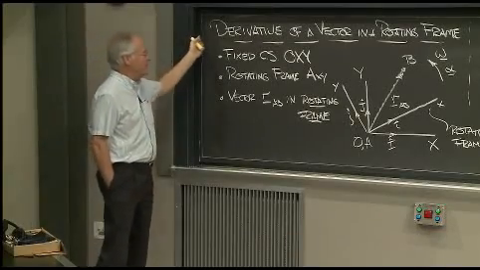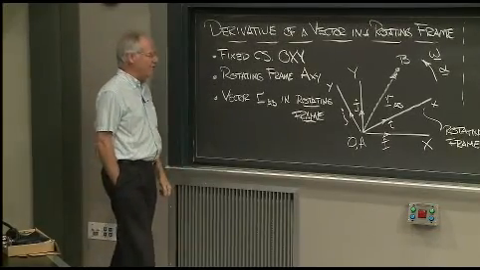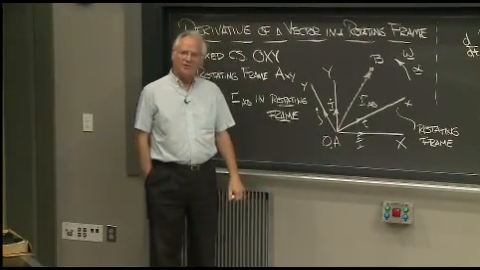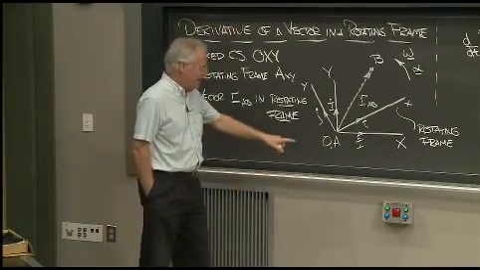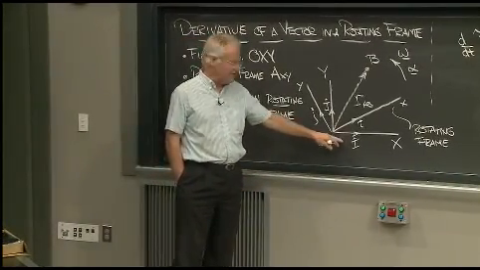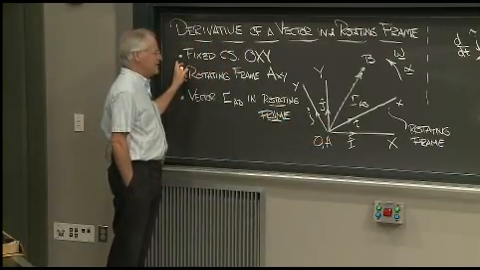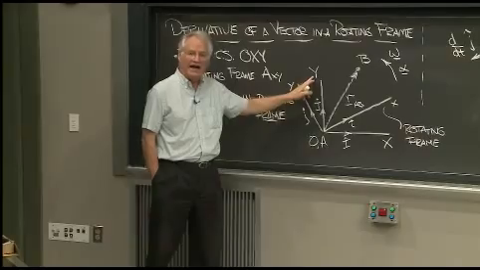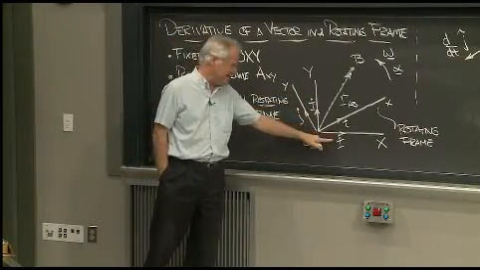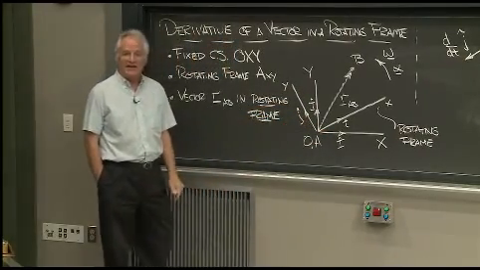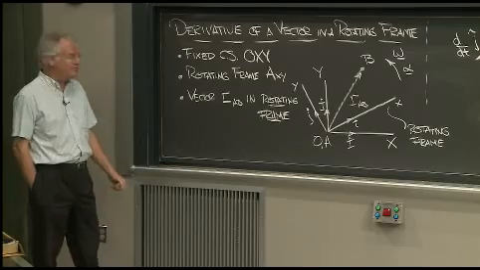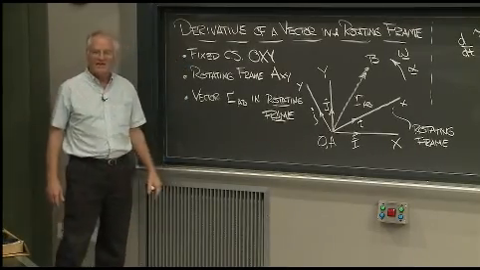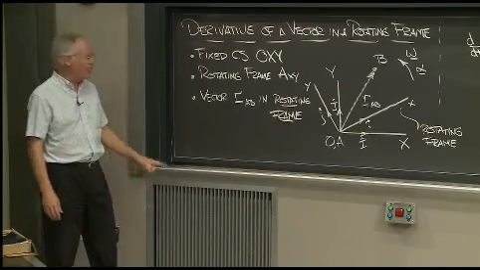We're going to talk about the derivative of a vector in a rotating frame. I draw your attention to this beautifully drawn figure here. Its salient features are that there is a fixed coordinate system, O, big X, big Y, and associated unit vectors, capital I hat and capital J hat. That's the world, the vantage point from which we observe this whole thing.